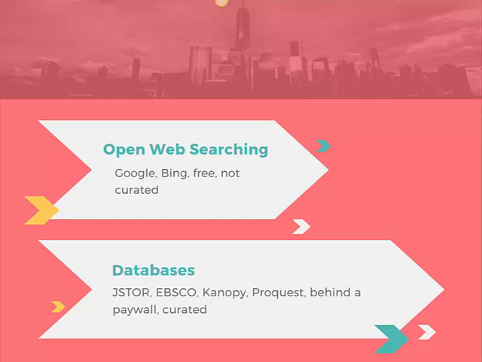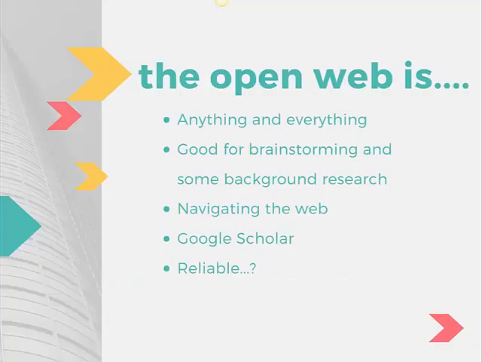Databases, such as JSTOR, EBSCO, Canopy, or ProQuest, are usually behind a paywall, but they are curated. That means the information has been vetted, that someone has looked at the information and said, yes, this fits within the scope of our database. And so that's definitely where you find more of that academic information and where it's easier to be sure the information is academic.